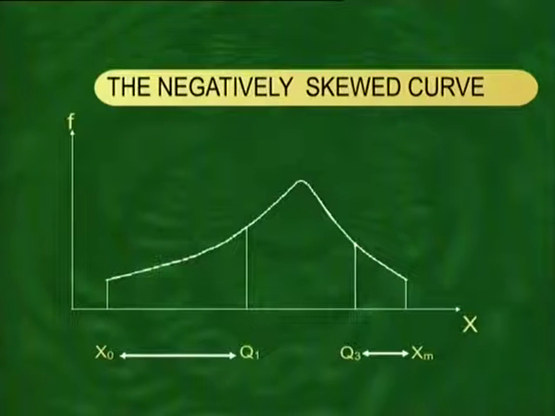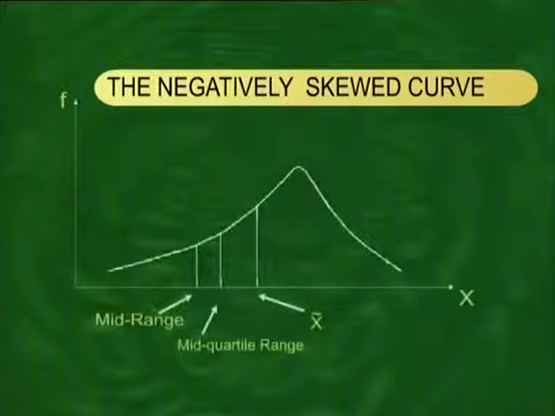In the case of the left skewed distribution, the distance between x0 and q1 exceeds the distance between q3 and xm, as you now see on the screen. Also, in left skewed distributions, the mid-range is less than the mid-quartile range and the mid-quartile range is less than the median. स्टूडेंट्स, ये सारी बातें जो मैंने आपके साथ पिछली मर्तबा भी की थी और आज रिपीट की हैं, these are reflected in the 5-number summary.